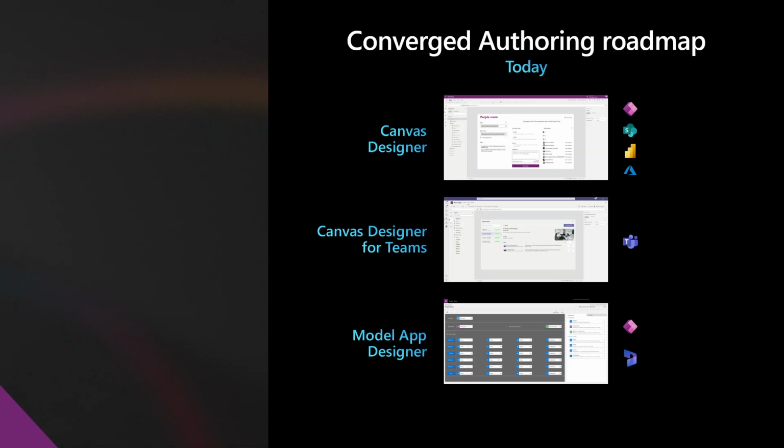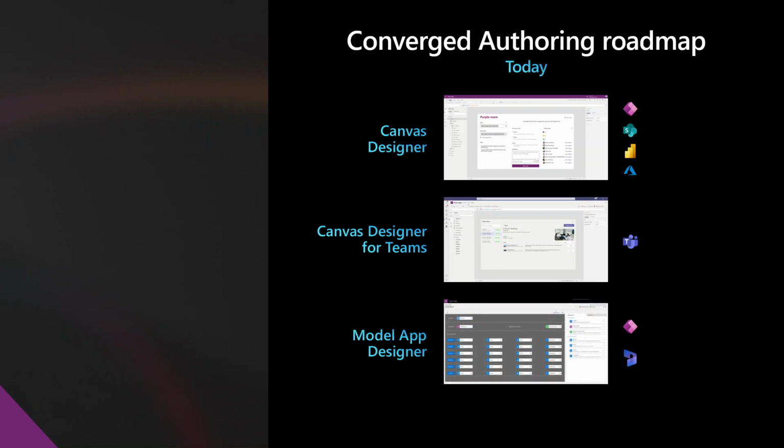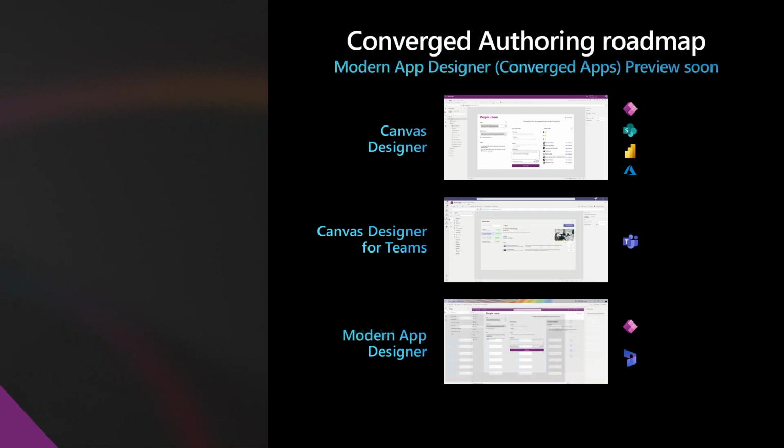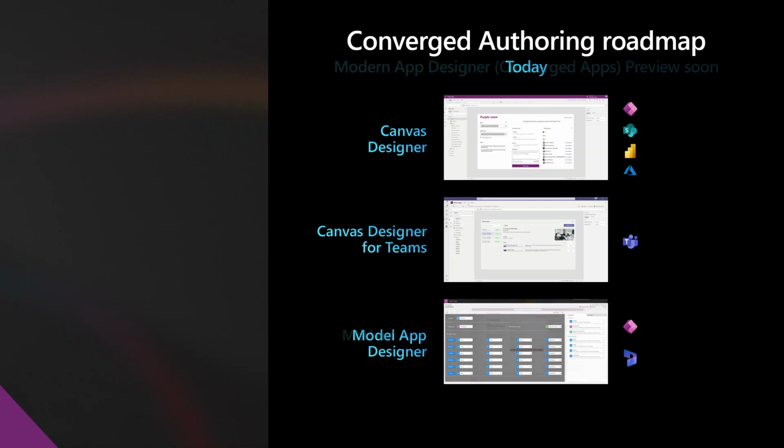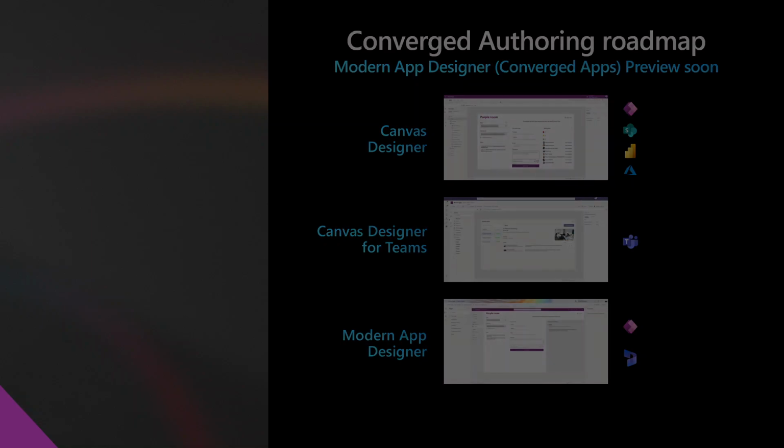There's these three components. What is happening is these are converging over time. So we've got the modern app designer that is coming, and that will replace the model app designer. So this will look a lot more like the Canvas designer, the Canvas designer for Teams. It will look a lot more like that.